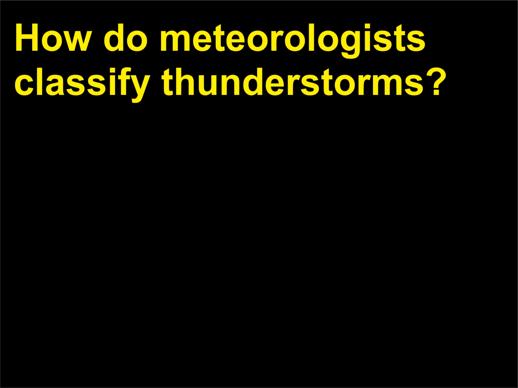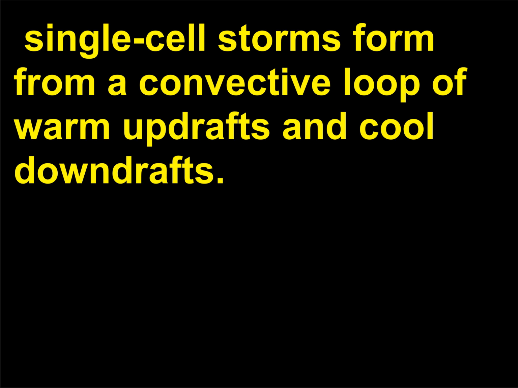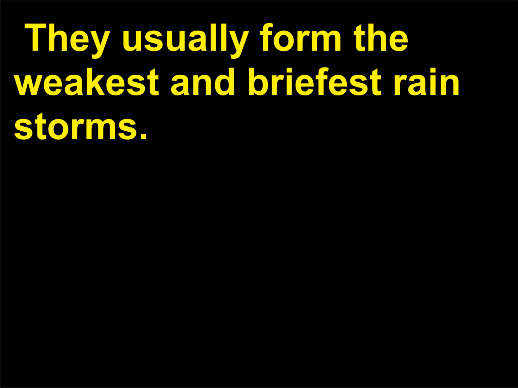How do meteorologists classify thunderstorms? There are several classifications of thunderstorms. Single cell, the smallest type of storm system. Single cell storms form from a convective loop of warm updrafts and cool downdrafts. They usually form the weakest and briefest rainstorms.